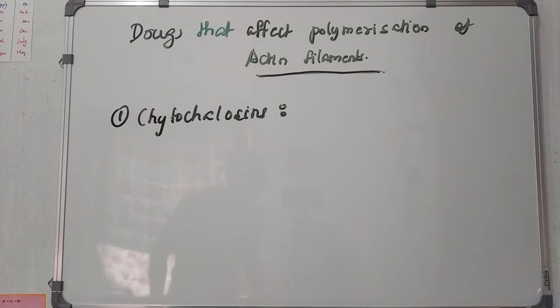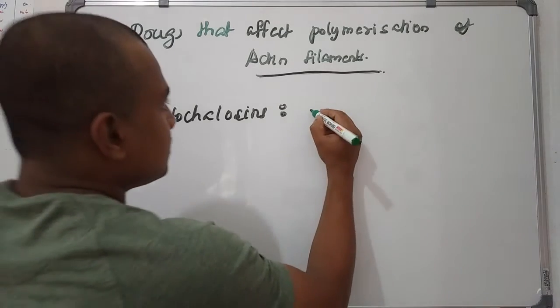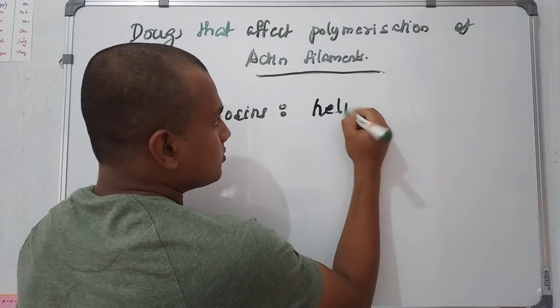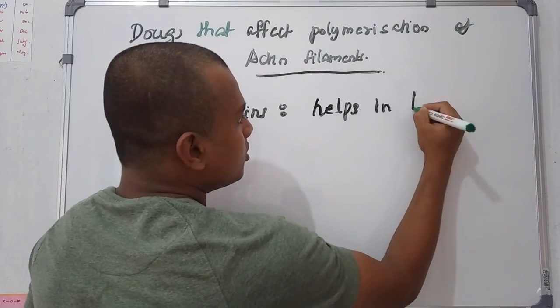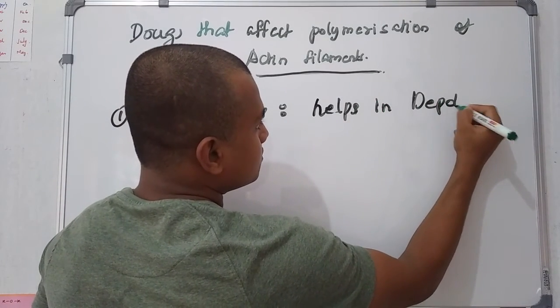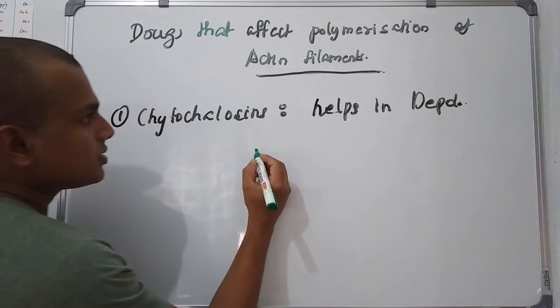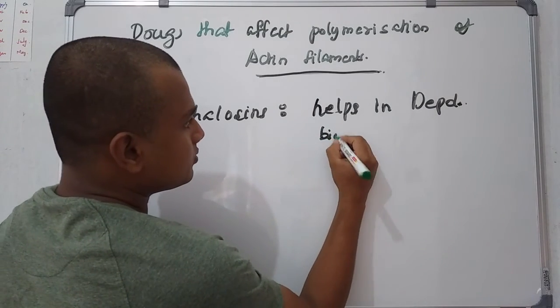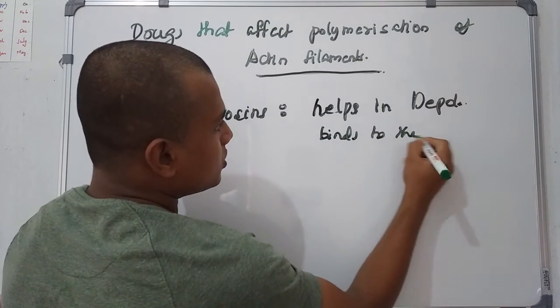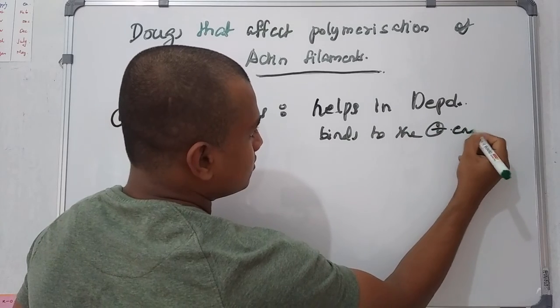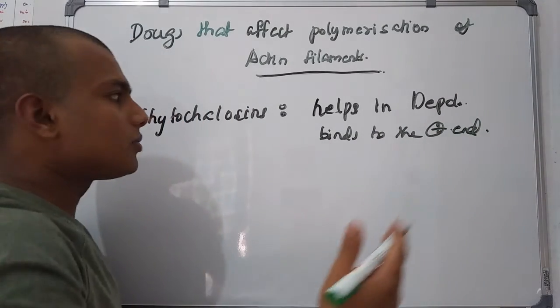Now we will be looking at the drugs that affect the polymerization of actin filaments. The first drug is cytochalasins. It helps in depolymerization of actin filaments. What it does is, it goes and binds to the positive end and doesn't allow further polymerization.